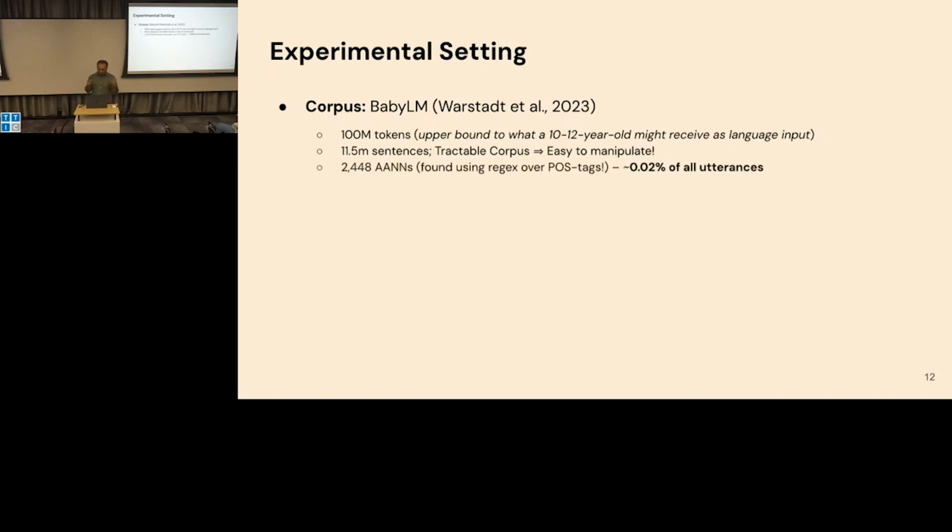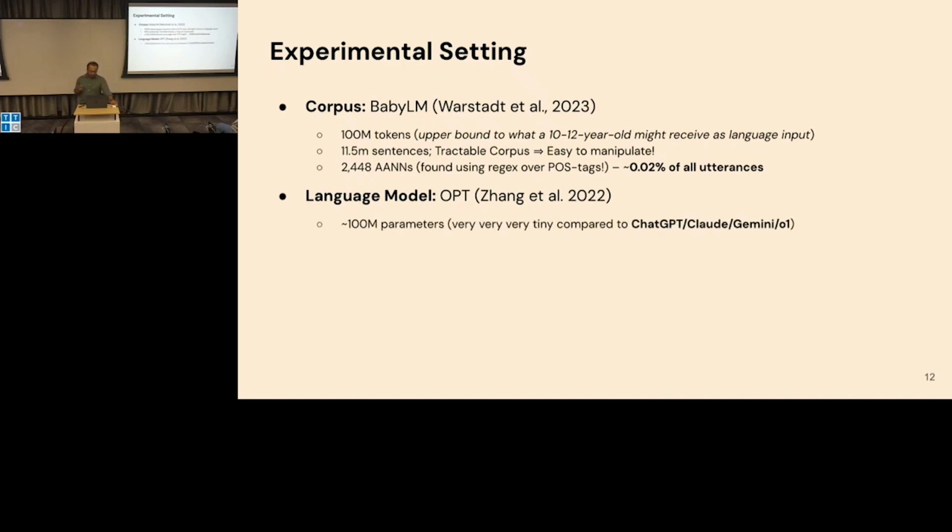And so we went in and wrote a complicated regex over part-of-speech tags, and we found only 2,448 AANNs, which is even rare compared to the PIPs, which was estimated at 0.03%. And we did an extensive recall analysis in the paper about whether we are actually capturing all AANNs and how we can guarantee that by using tons of annotation. Then we trained a language model very similar to the GPT model, but more recent at the time. It has 100 million parameters, extremely tiny compared to all the fancy tools these days.